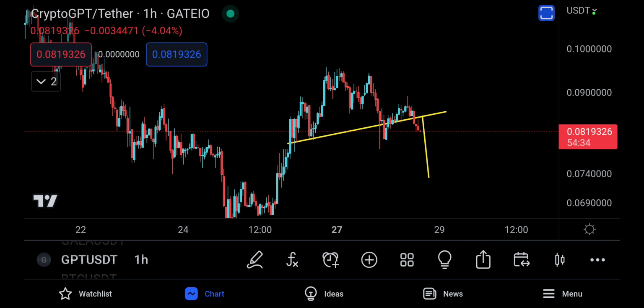However, the invalidation point is going to be on this right shoulder, so if you somehow pump back up and take that right shoulder, then this is not going to be in play anymore. And right now that's what I do see for GPT.